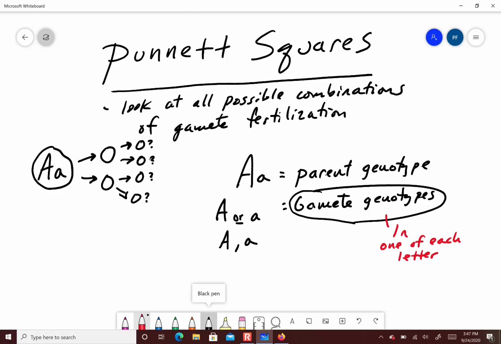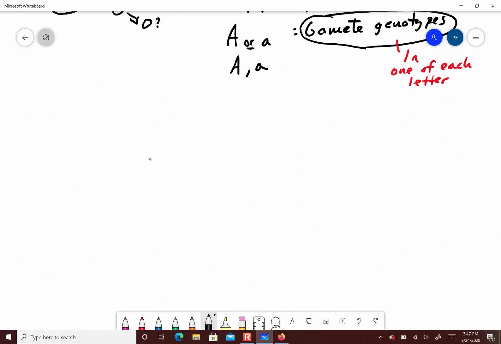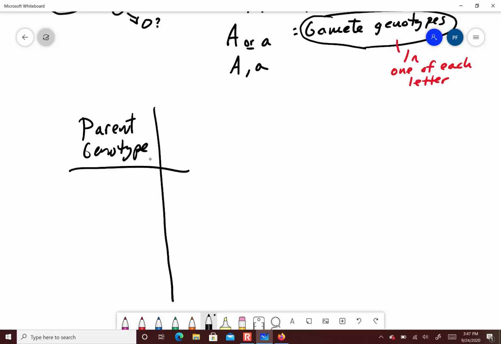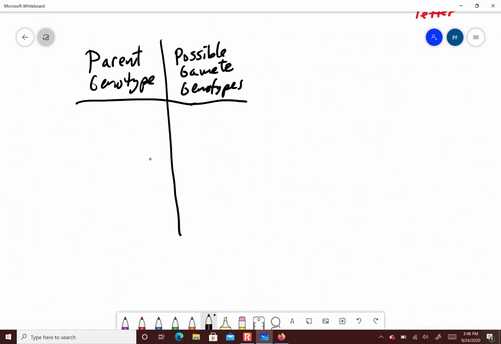All right, so if we go back to this idea and practice some with it, let's do this as a table. Let's say this is the parent genotype, then here are the possible gamete genotypes. All we're doing is splitting them with the or, comma idea. And the letter doesn't matter. We've used A's, but it doesn't matter what the letter is. So if we have big B, big B, our possible gametes would be big B or big B.